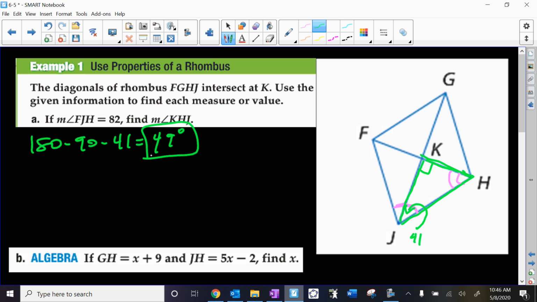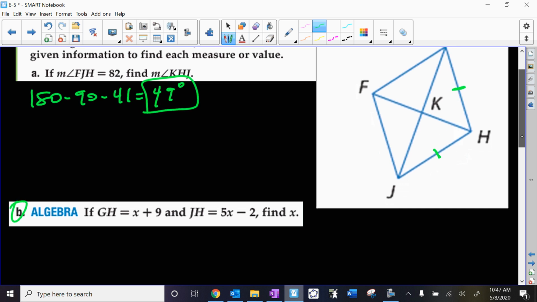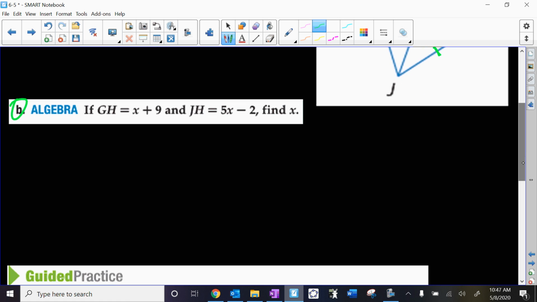The next one, letter B down here, is dealing with some side lengths. So I'm going to erase all of this. It tells me that GH is x plus 9. That's this one. And we know JH is 5x minus 2. For our definition, we know that all the side lengths are equal. So we're going to take x plus 9 and set that equal to 5x minus 2. I'm going to solve, subtract x over, that gets me 4x. Add 2 over, that's going to get me 11.